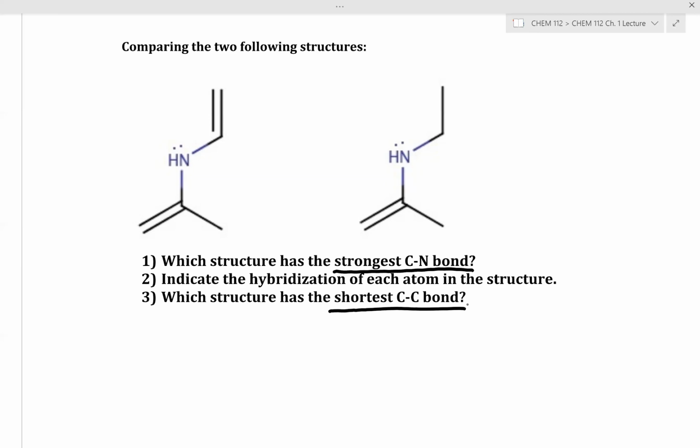Just don't forget to draw both double bonds. Like in this one, don't forget to draw the second double bond.